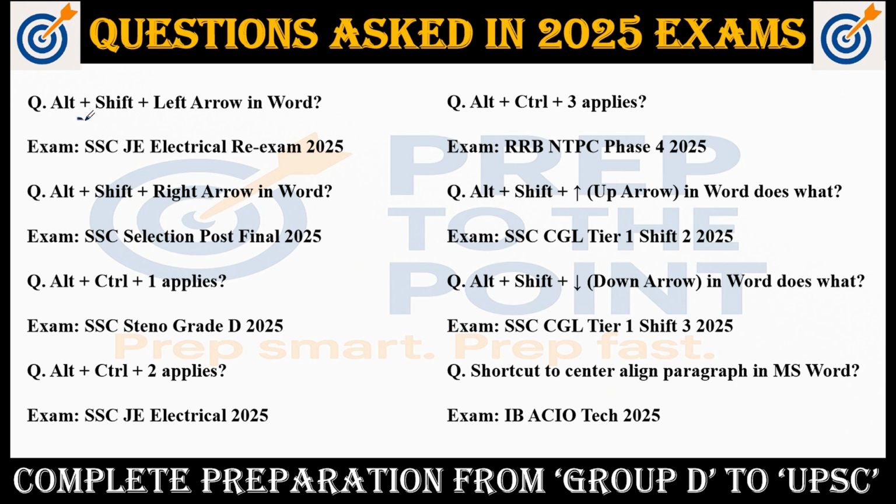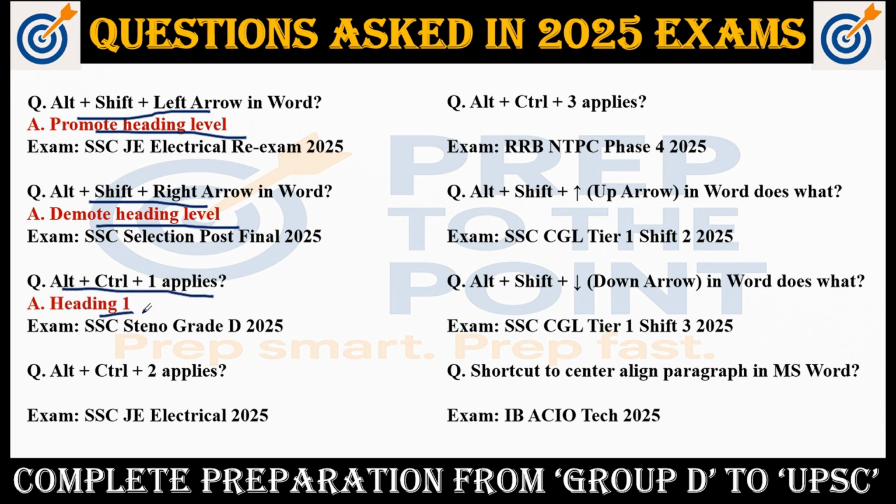Alt plus Shift plus left arrow in Word, promote heading label. Alt Shift left, promote heading label. Alt Shift right, demote heading label. Alt plus Control plus 1 applies heading 1. Alt Control 2, heading 2. Alt Control 3 for heading 3.